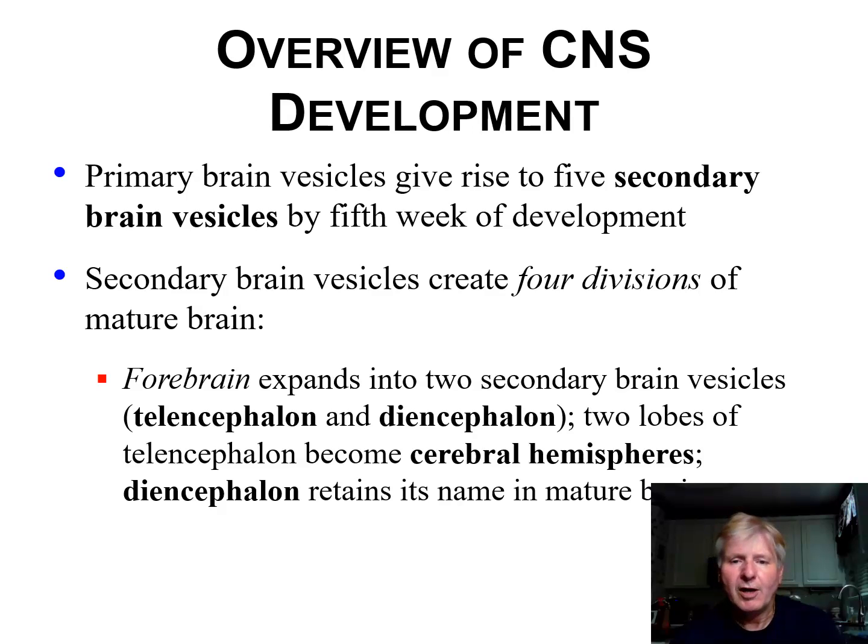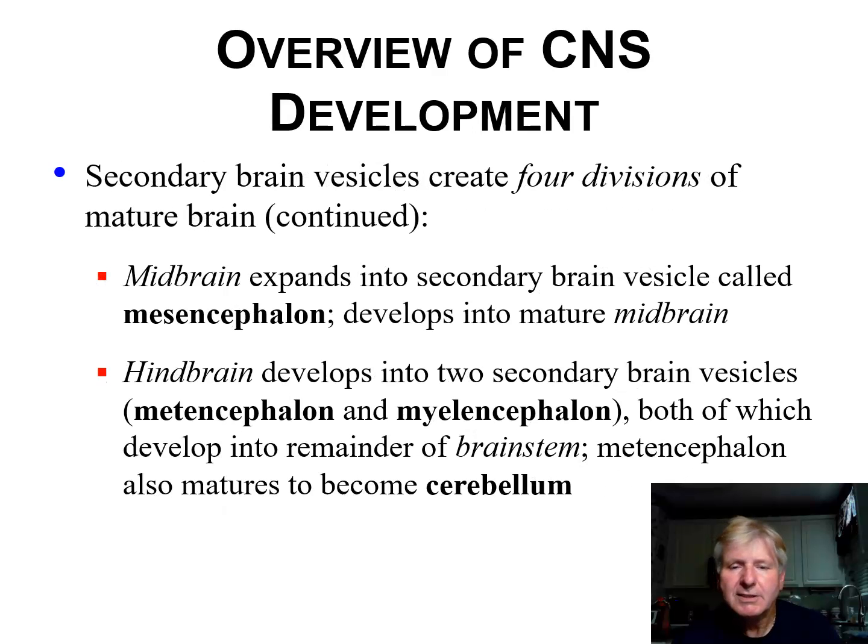The forebrain eventually becomes 2 secondary brain vesicles called the telencephalon and the diencephalon. The telencephalon will become the mature cerebral hemispheres. And of course, the diencephalon retains its name in the mature brain. And then the midbrain expands into the secondary brain vesicle called the mesencephalon, which then develops into the mature midbrain.